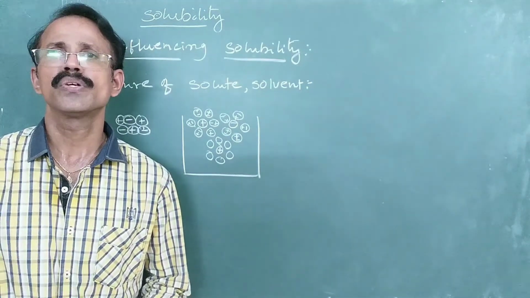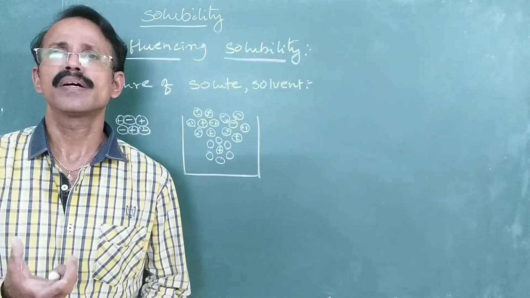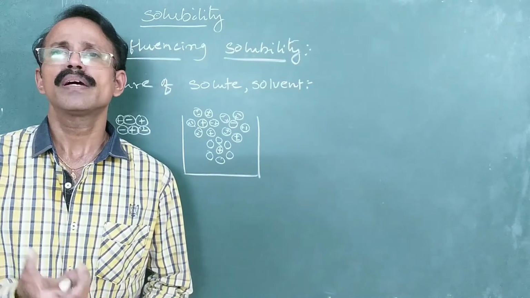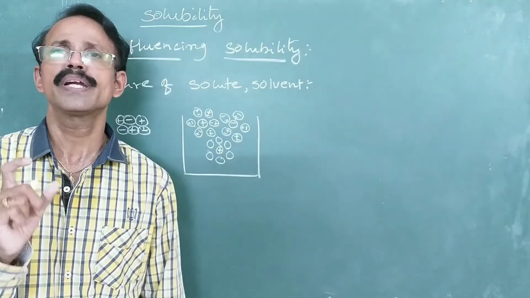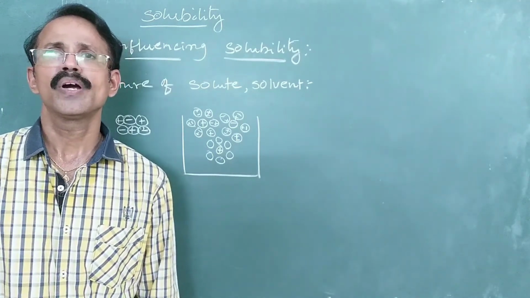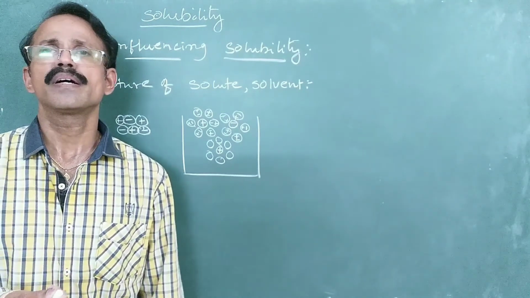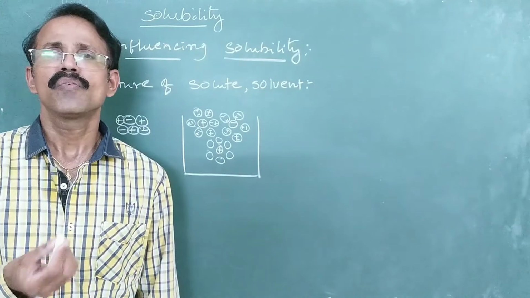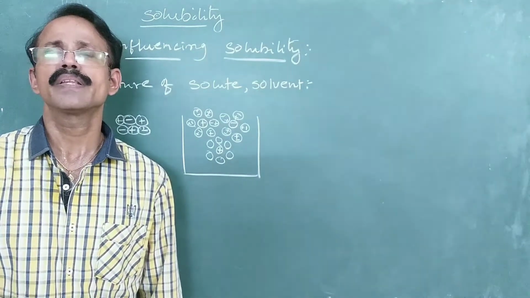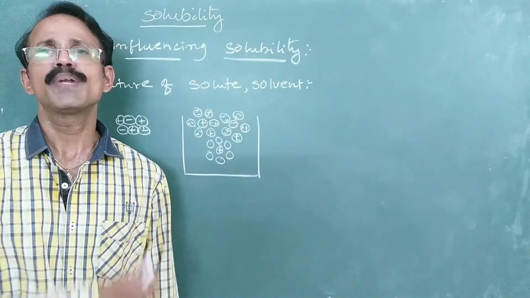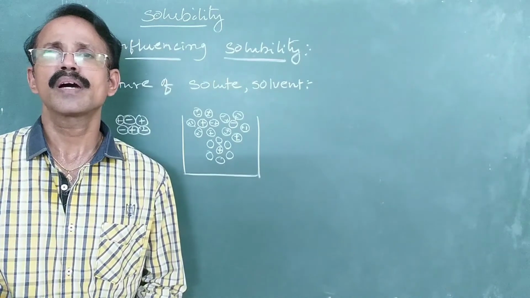Like if you take sugar or glucose, they are also soluble in water. They are covalent substances, and there is no polarity, but they are soluble in water. That is because of the formation of intermolecular hydrogen bonds, right? So if you take non-polar substances like oil, wax, or many other covalent substances, they are insoluble in water, but they are soluble in non-polar solvents like benzene or carbon tetrachloride.